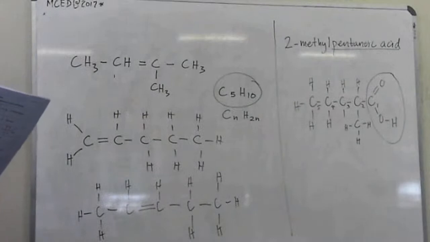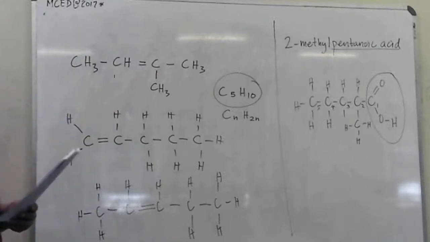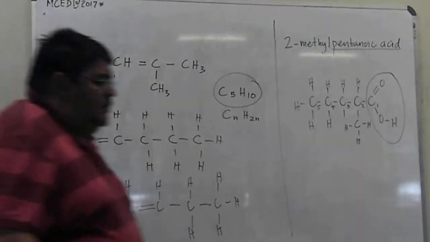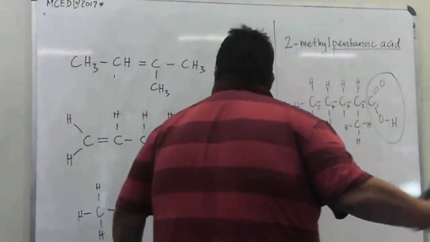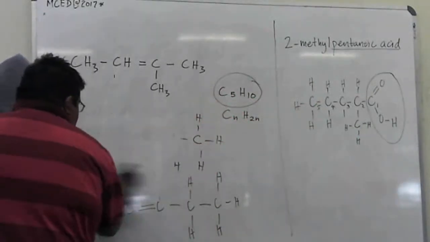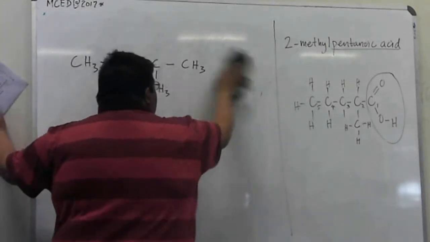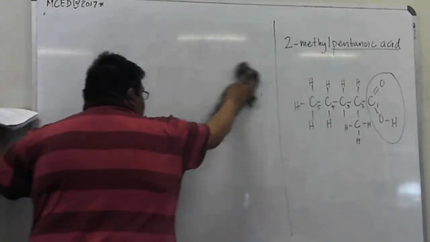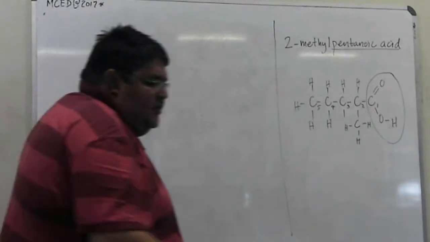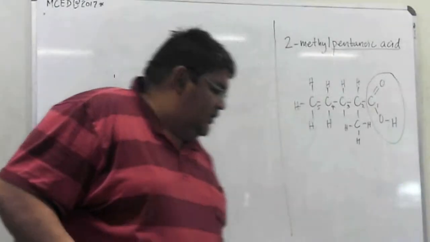The next question: give the homologous series to which D belongs. 2-methyl pentanoic acid. Now that's C, the homologous series. Again, you're getting used to condensed structural formula. So while you're getting used to it, I suggest you draw the condensed structural formula, then draw the structural formula, and then make a decision. You're not in a hurry at this stage.